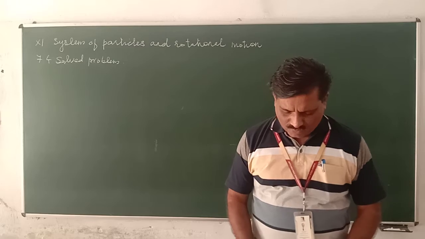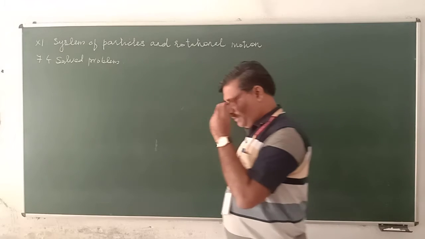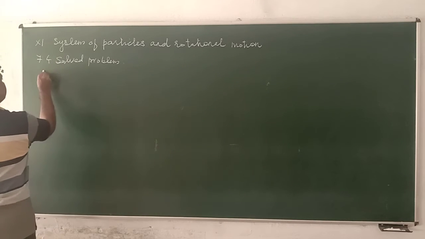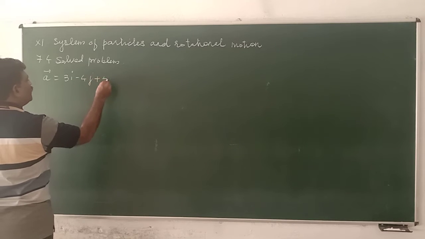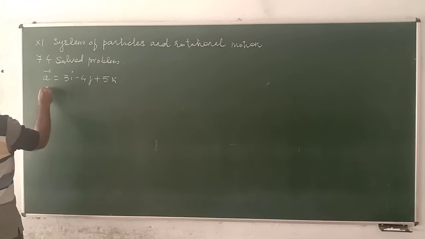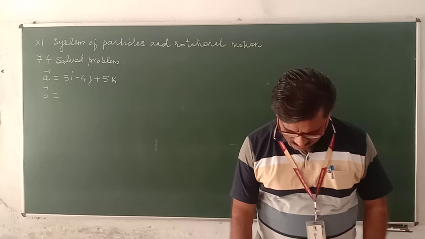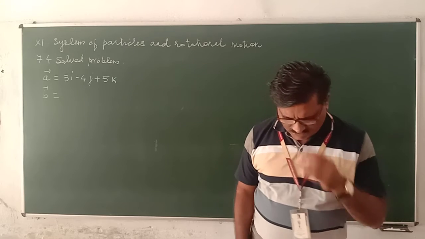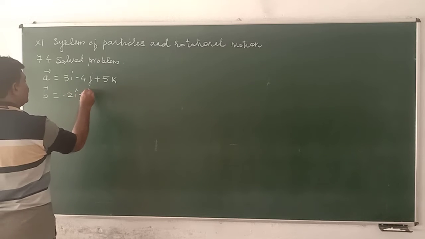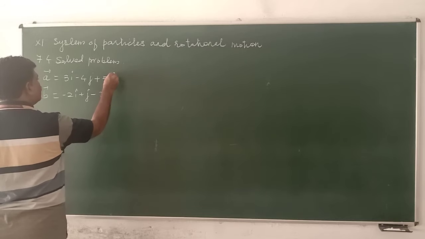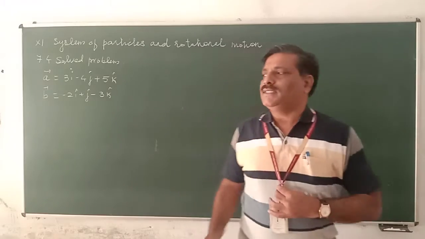A is given as 3i minus 4j plus 5k, and B is equal to minus 2i plus j minus 3k. Now the scalar product and vector product are asked.